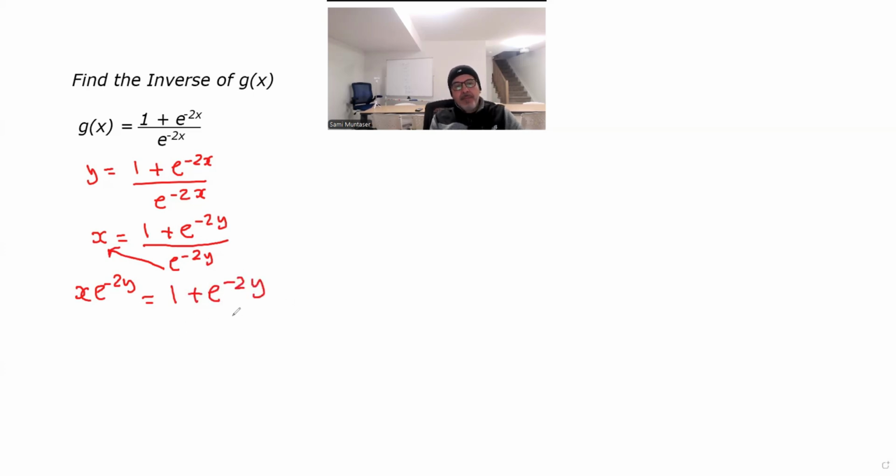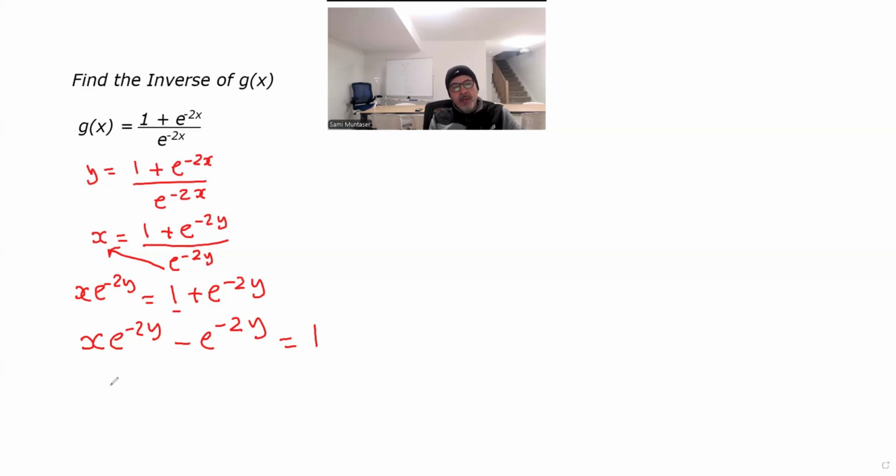Now the next step, we have to bring everything that has a y in it to one side. So I'm going to bring this e to the negative 2y to the other side. I will have x e to the negative 2y, and bringing this to the other side, it becomes minus e to the negative 2y equals 1. The one remaining right there.